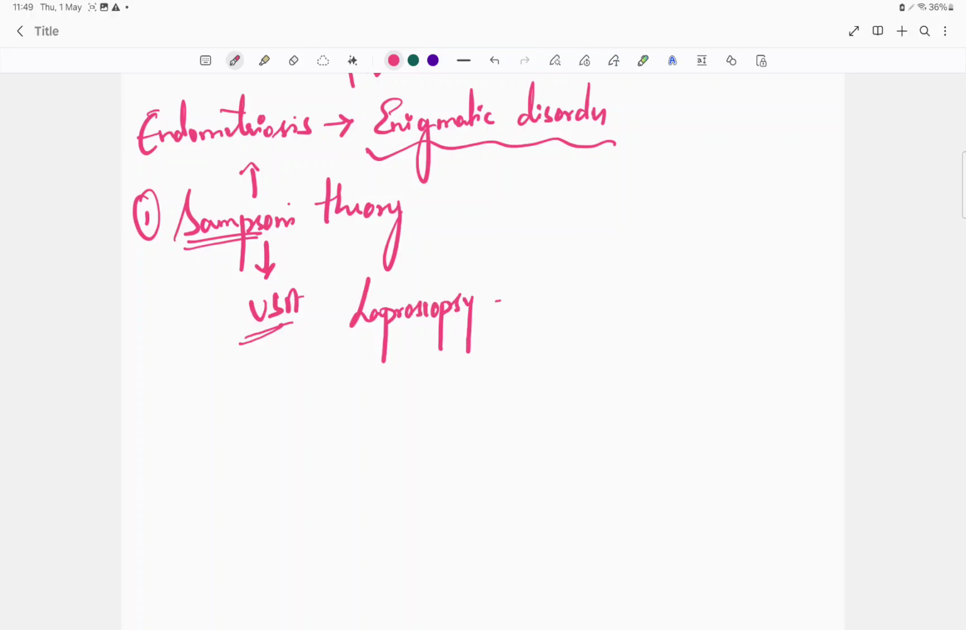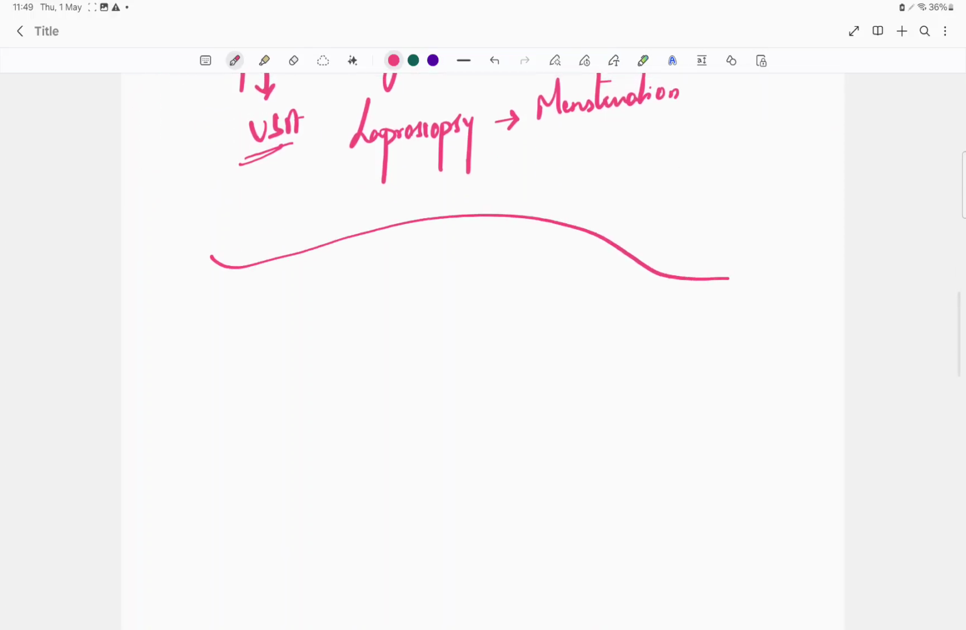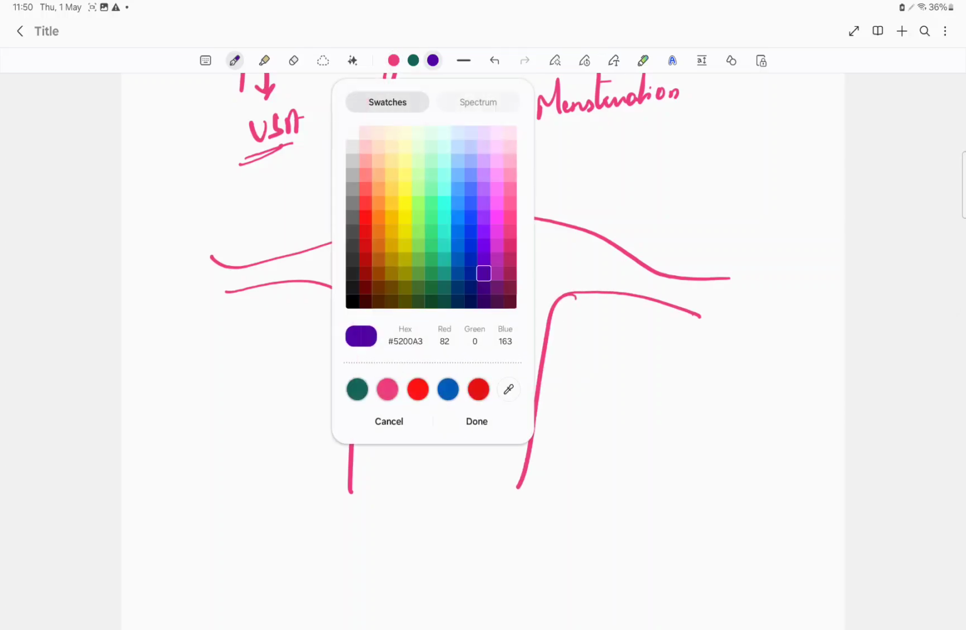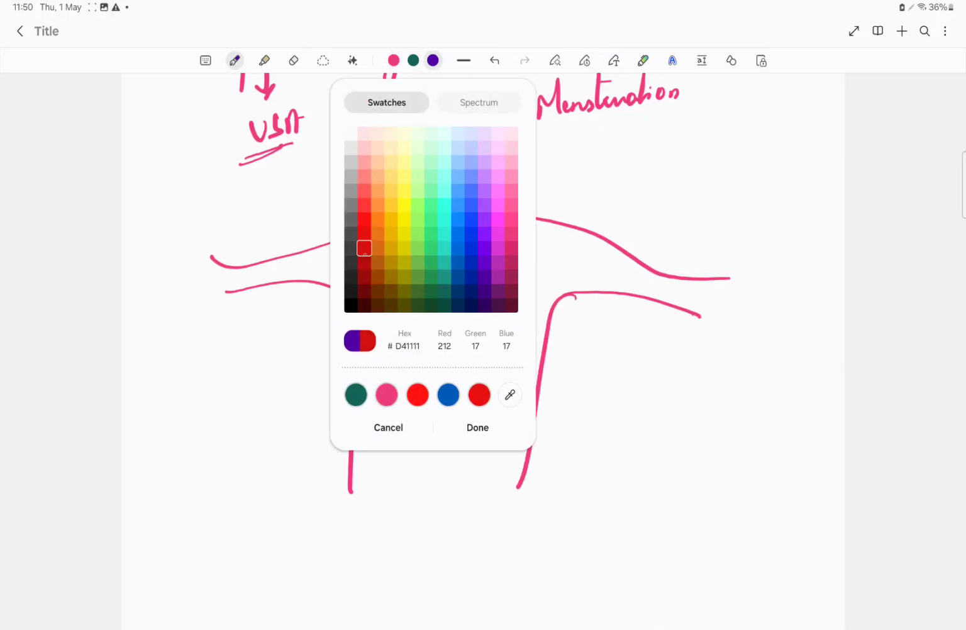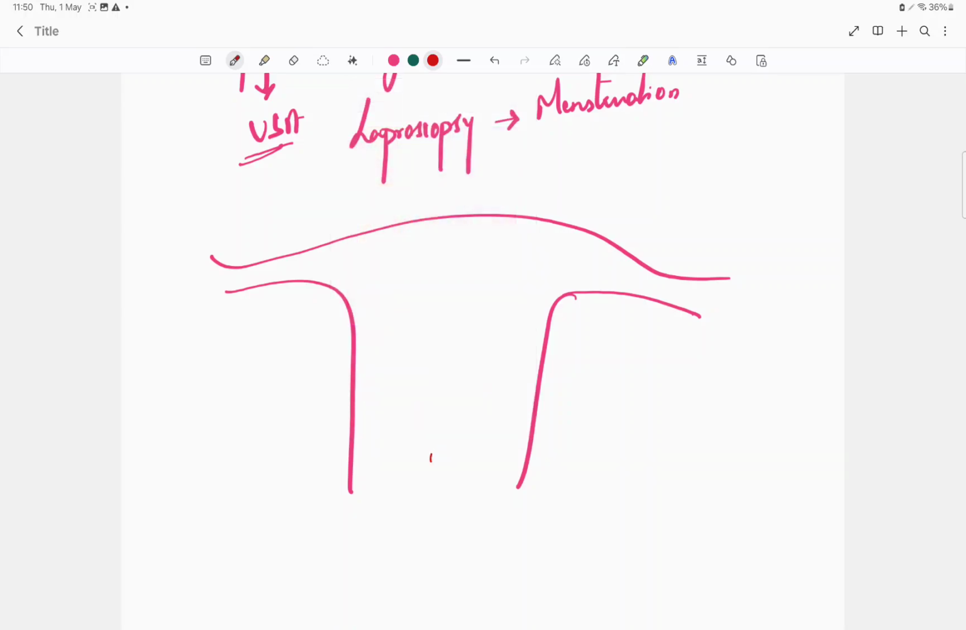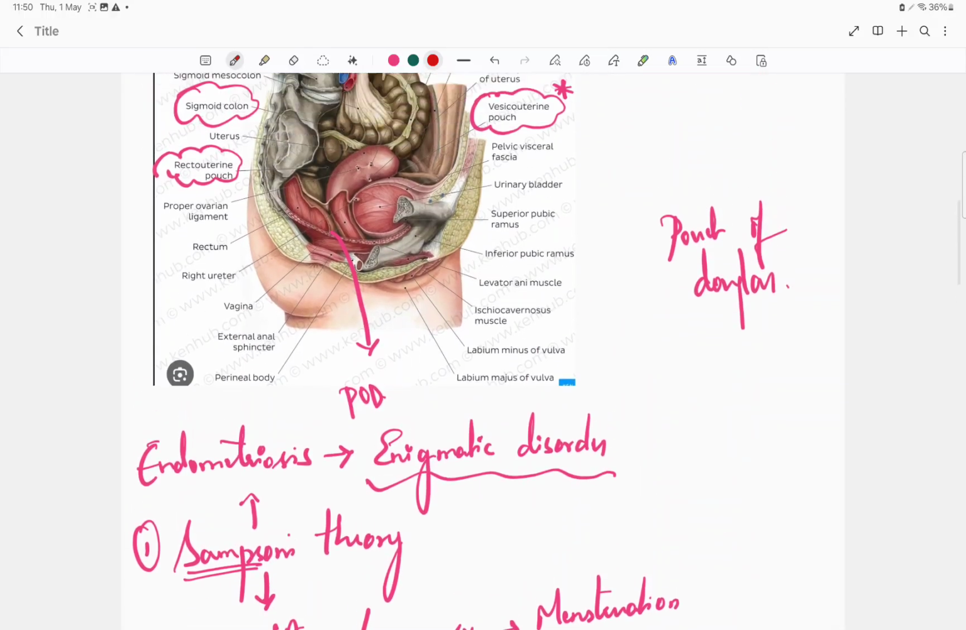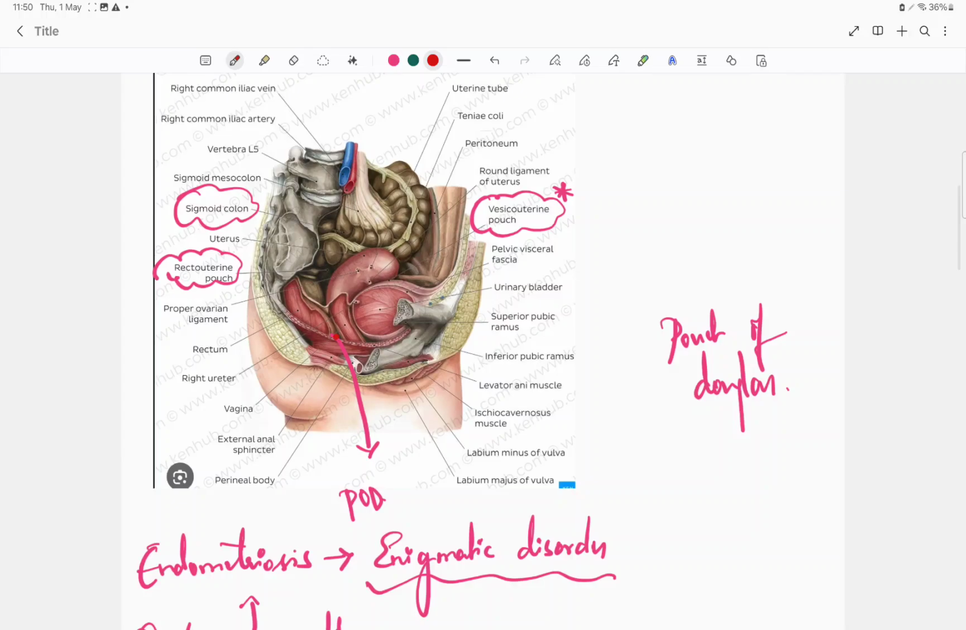What he did was a laparoscopic surgery during menstruation. Then what did he identify? For example, think this is the uterus. He identified that during menstruation the blood is coming back through the fallopian tube. Once it comes out, the blood gets accumulated in the dependent part. Just now I told you what the dependent part is: here, this is the dependent part, the pouch of Douglas.